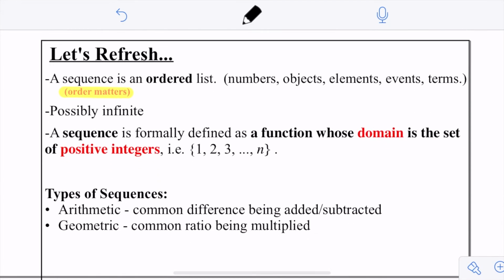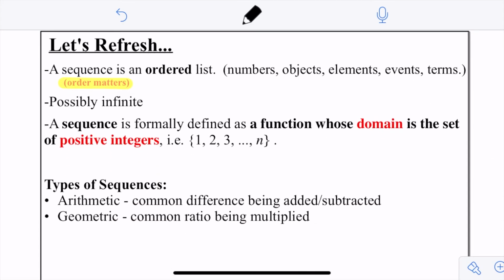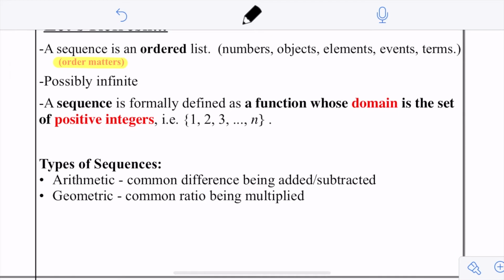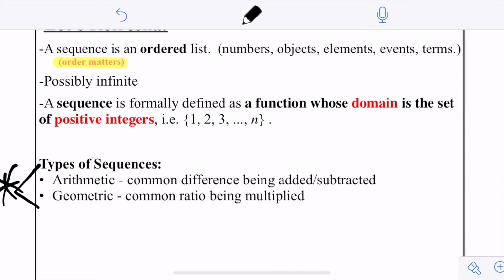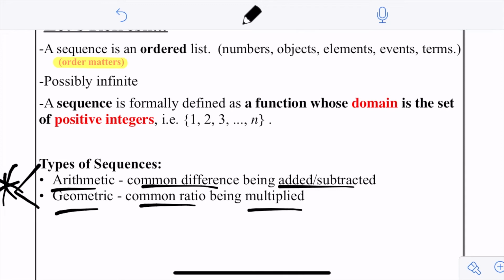Okay, so just to review what we've done so far. A sequence, again, is just any ordered list. Typically in math, we're using numbers. There are two different types of sequences, as we just discussed in the do now. An arithmetic sequence means that a common difference is being added or subtracted. A geometric sequence means that a common ratio is being multiplied. We spent two days on each of these types, so you should be pretty familiar with them by now. Remember, the common difference is just the number that's being added, and the common ratio is the number that's being multiplied.